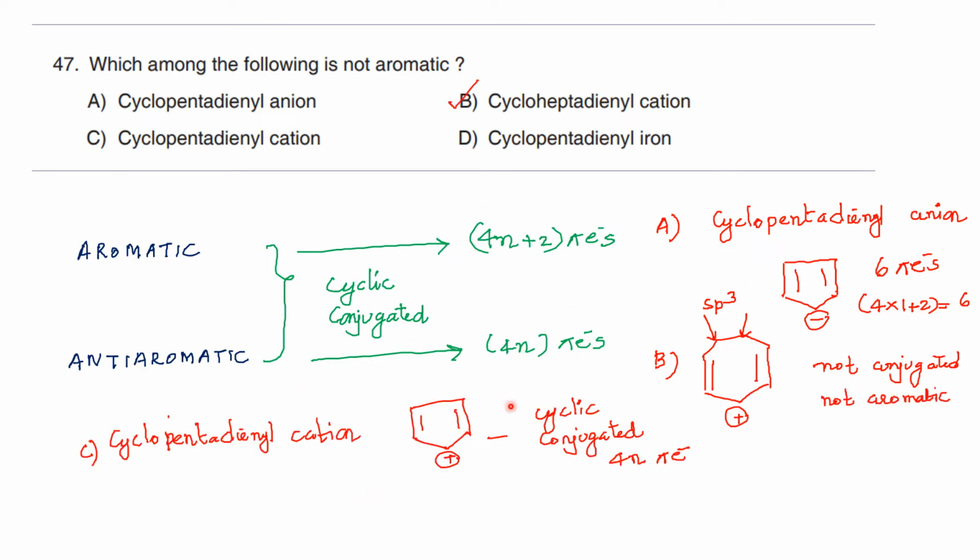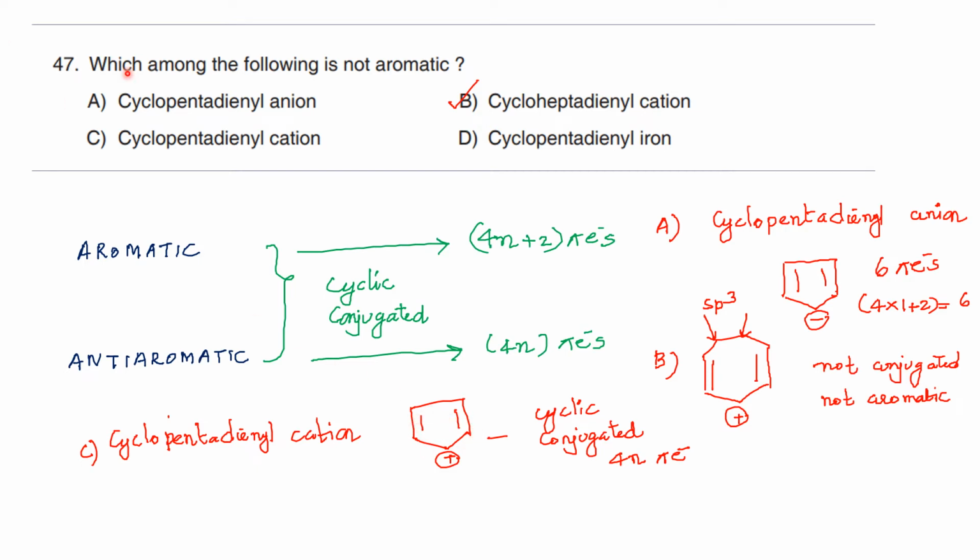This is the structure of cyclopentadienyl cation. So this compound is cyclic and conjugated. Moreover, it has got 4n pi electrons where n equals 0. So this satisfies the condition for an anti-aromatic compound. So this is an anti-aromatic compound, not an aromatic compound, but it is anti-aromatic.